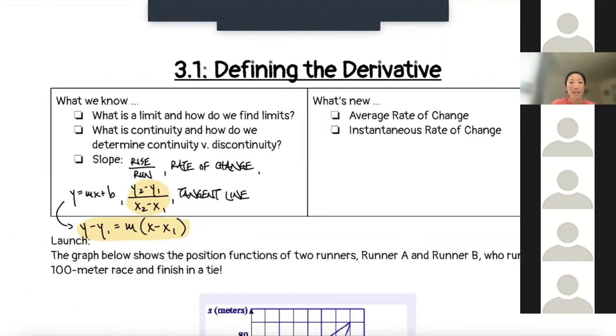Great, great, great. So what's new? All right, we're going to spend today thinking about average rate of change and instantaneous rate of change.